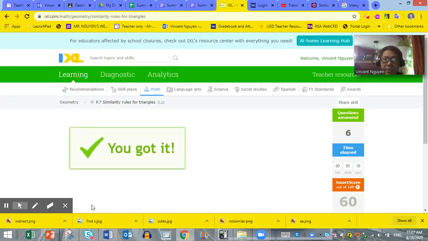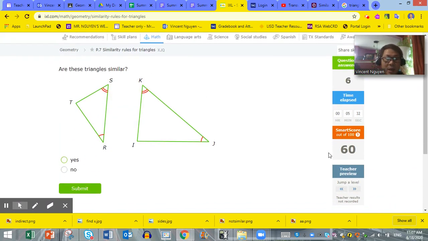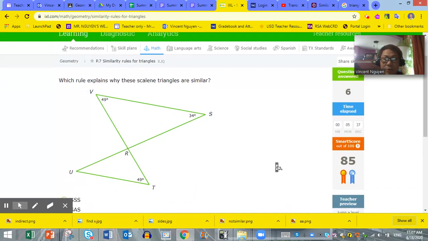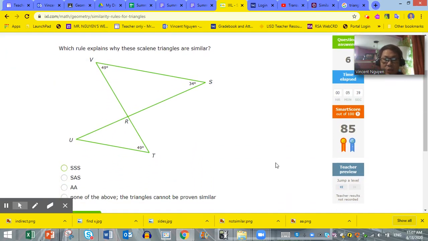Okay. Submit. All right. I'm gonna jump level again because that's repetitive. Okay. Next level. Here's a little bit more challenging when the triangles are drawn together. So let's take a look at this. Okay. 49 matches with 49. So far we have one set of angles that are congruent.